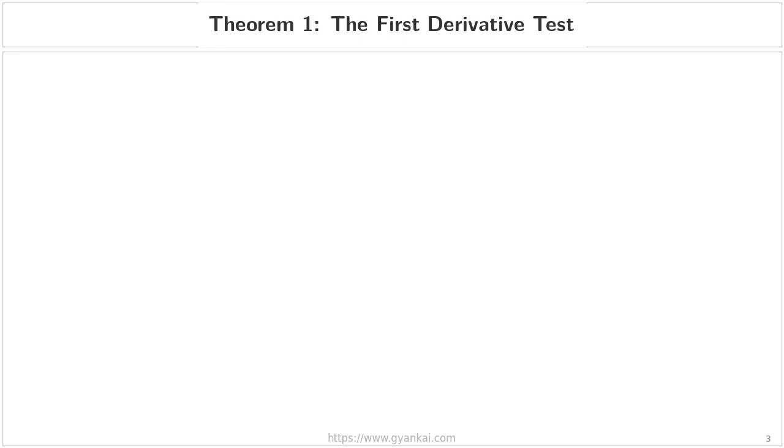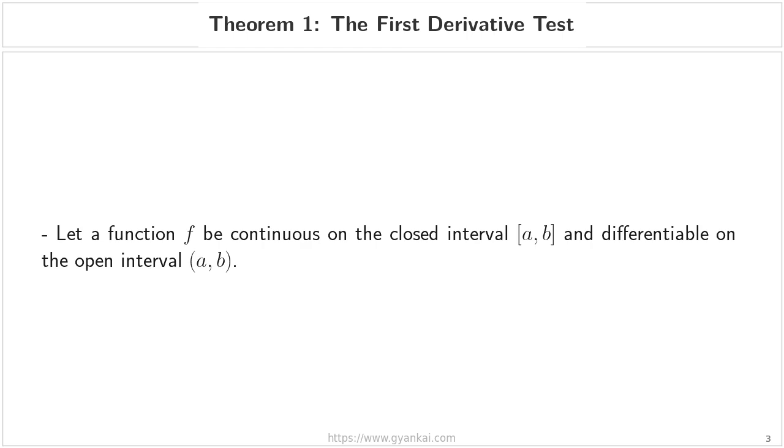Theorem 1, the first derivative test. Now that we have established the intuition that the slope of a tangent tells us whether a graph is climbing or sliding, let us look at the formal mathematical theorem that governs this behavior. First, we must define the necessary conditions for this test to be valid. We assume that we have a function, f, which is continuous on the closed interval from a to b, and is differentiable on the open interval from a to b. This ensures there are no breaks or sharp corners in the section of the graph we are analyzing.